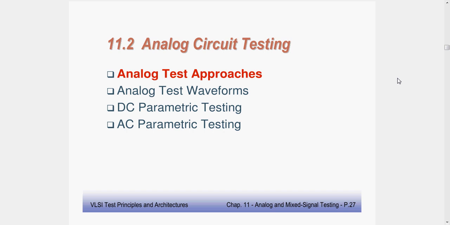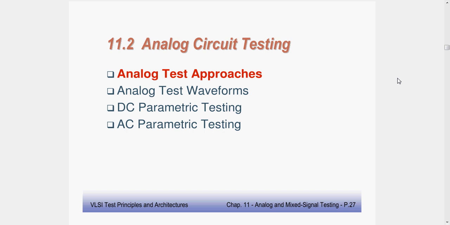Let me recap the topics that we have covered so far. The first lecture covers the introduction to analog testing, the basic characteristics of analog circuits, and the differences between analog circuits and digital circuits. The second lecture covers the topics of analog fault models. In that lecture I gave details about the different types of analog fault models that are being used in the industry.